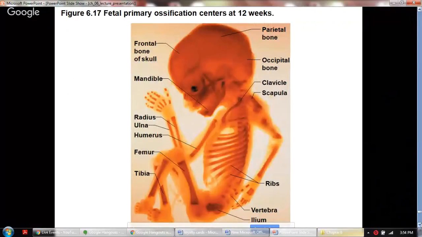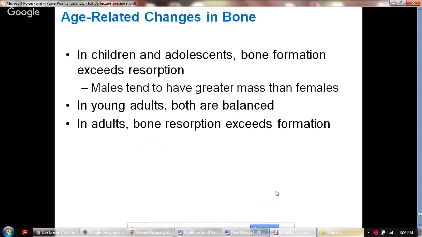And you would see here the fetal primary ossification centers at the 12th week. It's not like seeing the ossification centers properly, but you would see most of the skeleton has been formed in this. And with regard to age-related changes in the bone, in children and adolescents, bone formation exceeds resorption. Males also tend to have a greater mass than females, so gender plays a role as well. But in young adults, both are balanced. Bone formation and resorption is a balanced process.